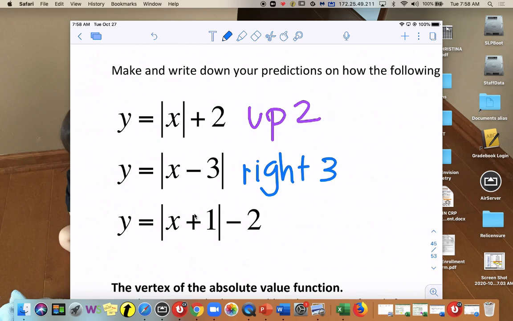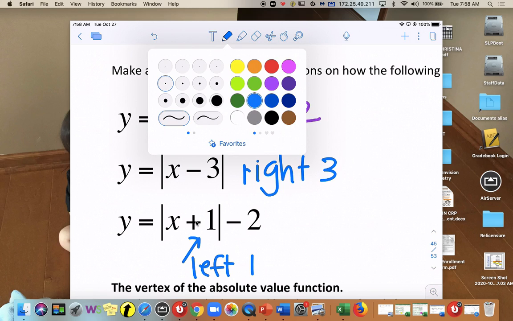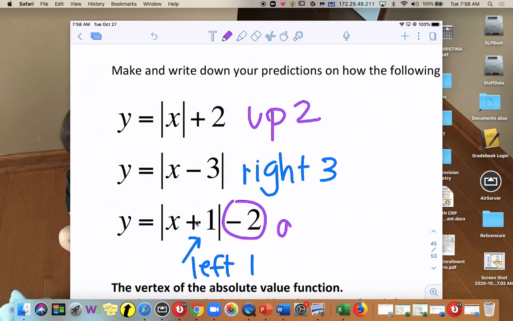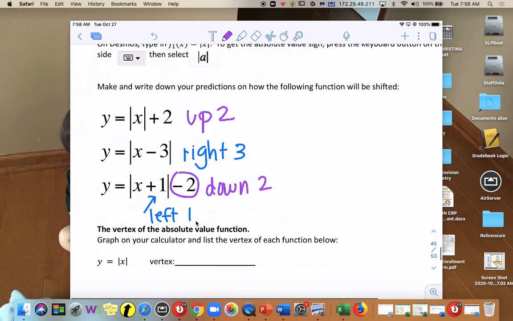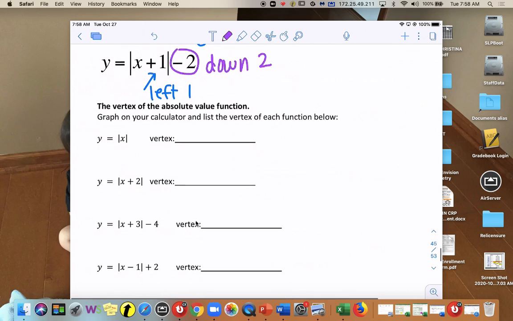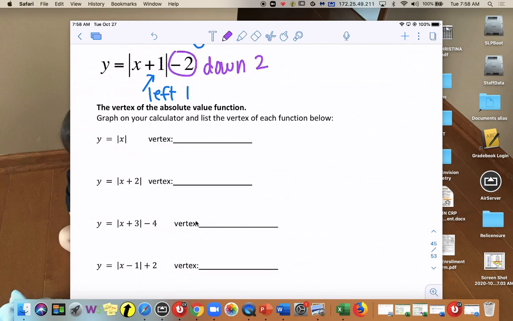Here there's 2 shifts. So the +1 inside the parentheses does mean to the left 1 unit, and the -2 on the outside does mean down 2. So those shifts are the same as before with our other functions that we looked at. So again, outside the parentheses, up or down, inside, left or right. All right, so the vertex of the absolute value function, the vertex is where it changes direction.